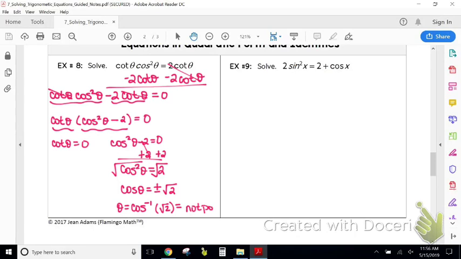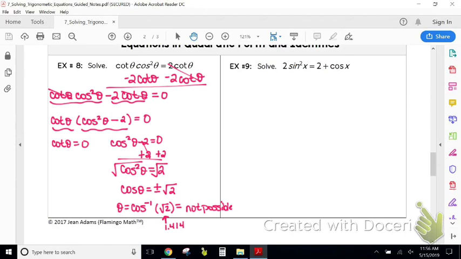Why? Because what is the square root of 2 equal to? It's like 1.414 something, I think. So that's greater than 1, isn't it? And remember, what you take the inverse sine or inverse cosine of has to be between -1 and +1. So therefore, that one's not going to give us any answers, but we still have the other part of this.